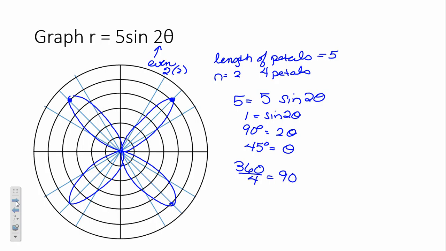Yes? I forgot how you find out how many petals there are. Okay. To find the petals, you look at the number in front of the theta. So number in front of the theta. If it's an even number, then we take 2 times it to find the number of petals. If it's an odd, we just use that number. Okay? All right, next slide.